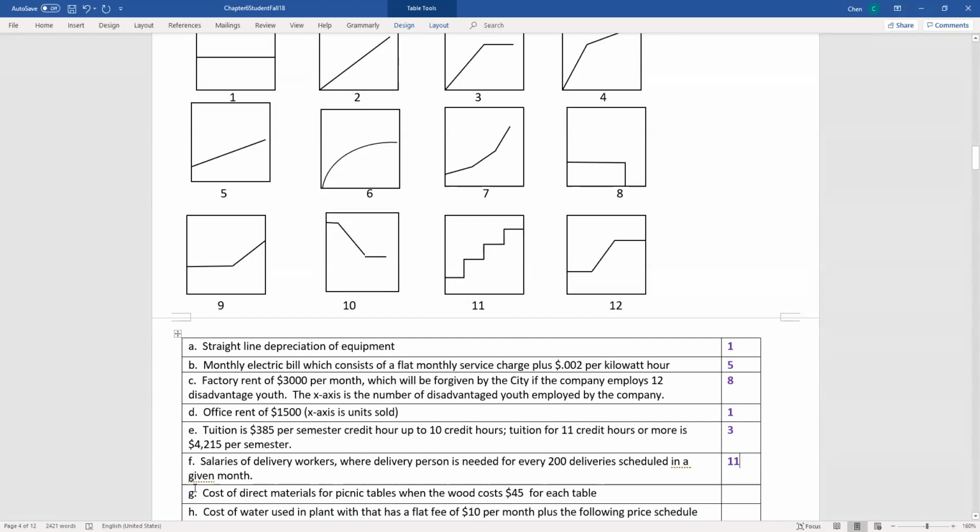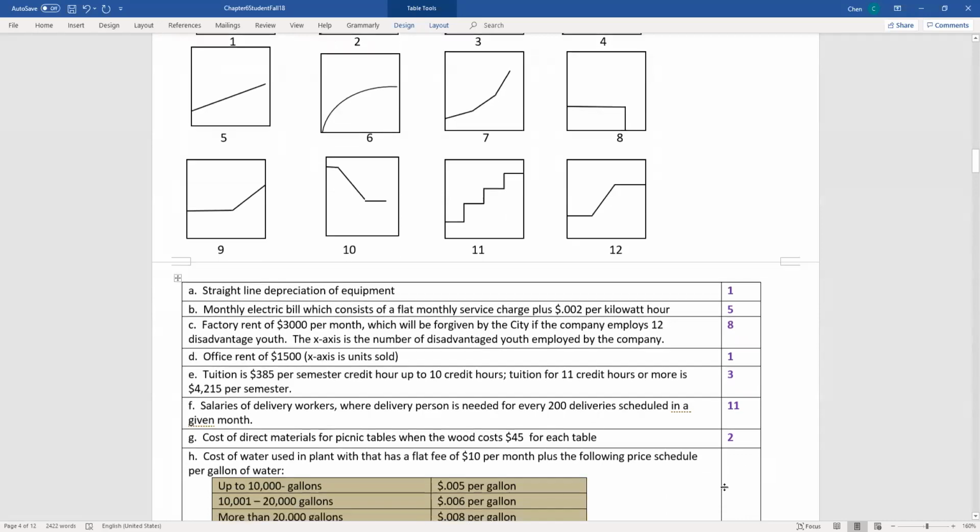G. Cost of direct material for picnic tables when the wood costs 45 for each table. So this one is a variable cost. And if you produce 0 picnic tables, your cost should be 0, right? And the total cost for wood will be proportionate to the number of tables that you produce. So this one should be 2.